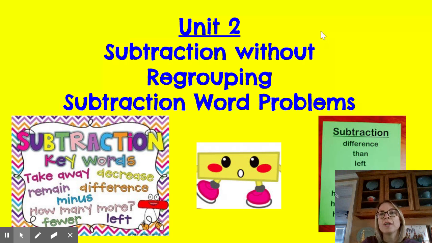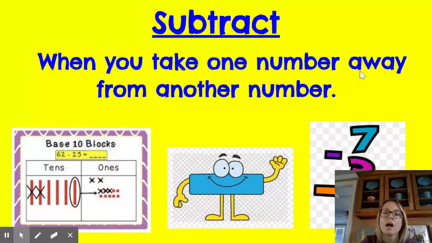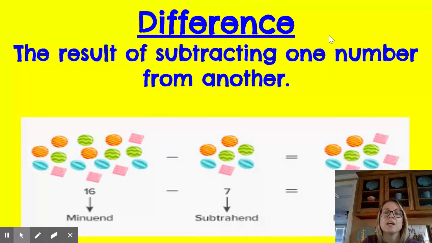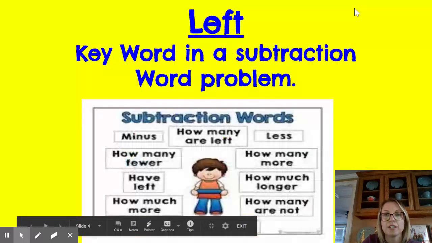We're going to review our vocabulary words real quick before we get started. Our first word is subtract. It's when you take one number away from another number. That's what we've been doing all week, subtracting. The next word is difference. Difference is the result of subtracting one number from another. So when you subtract one number from another, the answer you get is called the difference.